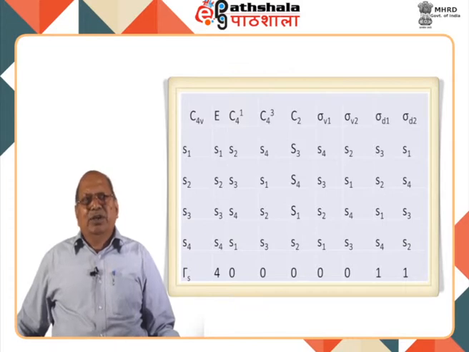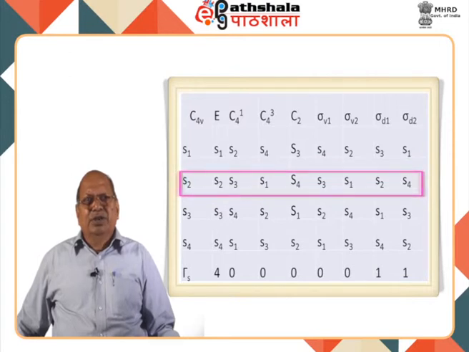So, like this we have seen that under operation E it is not shifted. Under operations C41, C43, C2, sigma V1, sigma V2, sigma D1 it is shifted, and under sigma D2 it is not shifted. Similarly, we can take the function S2 and try to find out the effect of symmetry operations. S2 goes under these symmetry operations as S2, S3, S1, S4, S3, S1, S2, S4.